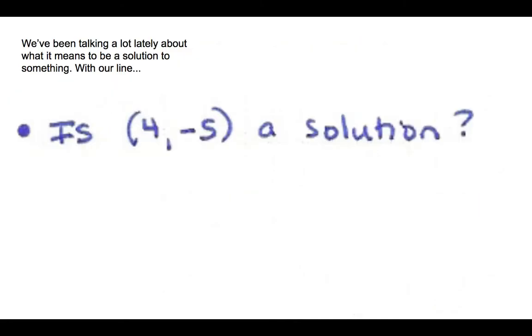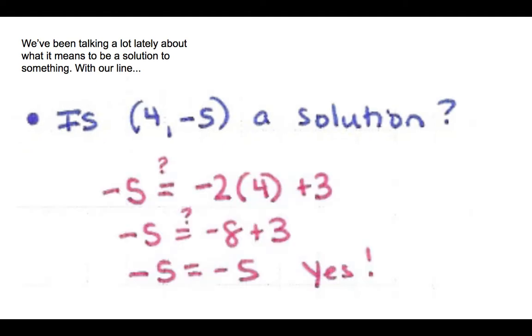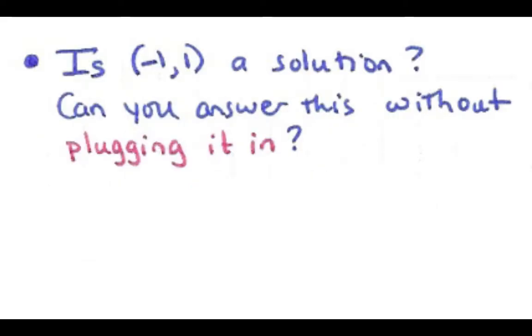Now, we've been talking a lot lately about what it means to be a solution to something. So let's say we take our line, y equals negative 2x plus 3, and we ask ourselves, is 4 comma negative 5 a solution to our line? Well, remember that to test for solutions, the secret is you plug the number into the problem and see if you get a true statement. So I plug negative 5 in for y and 4 in for x, and I look to see, do I get a true statement? Well, it turns out that yes. If I work the x value through the right side of my equation, I get negative 5 equals negative 5. So 4 comma negative 5 is a solution.